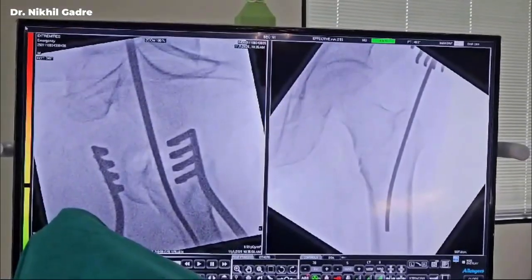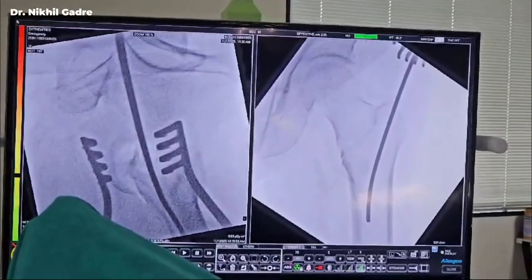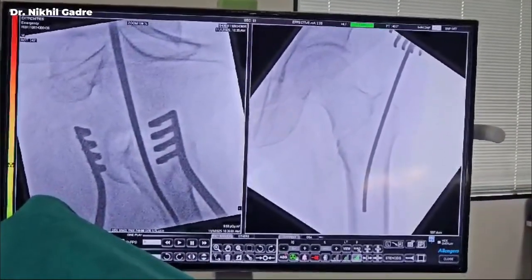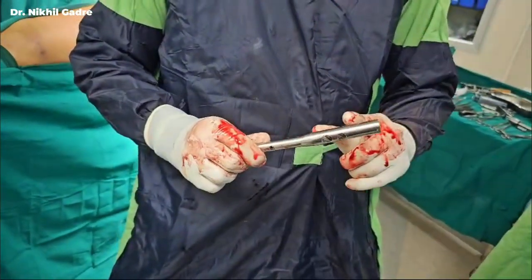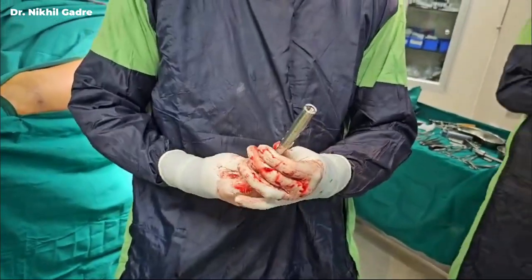The AP and lateral view. The most important thing now is reaming. You cannot just directly put in the nail.